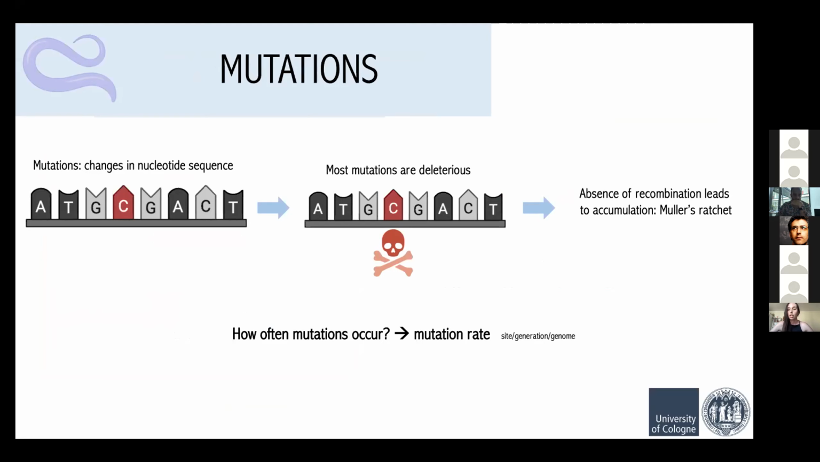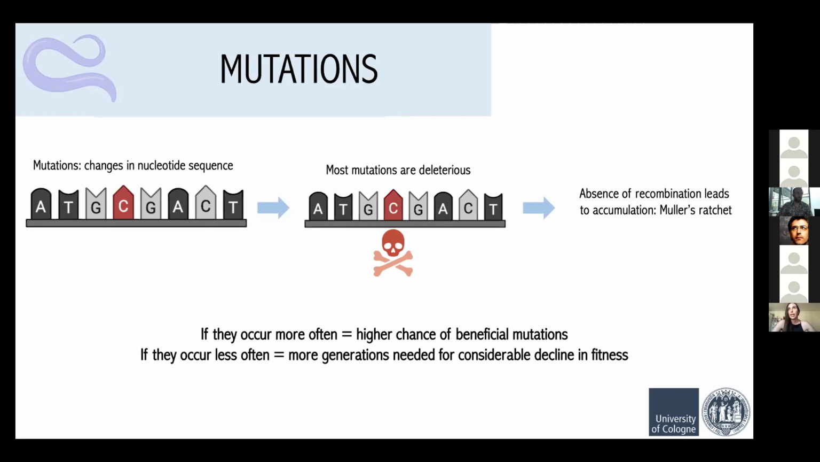How often mutations are occurring, and this not only refers to deleterious mutations, but also to neutral mutations and beneficial ones, is known as the mutation rate, which we refer to as the number of mutations per site per generation on a genome. And there are several theories that take place in terms of asexual reproduction and mutation rates. One of them is that if they occur less often, this means a lower mutation rate, then more generations will be needed for a considerable decline in fitness to occur. And if they occur more often, this means a higher mutation rate, then there's a higher chance of beneficial mutations to occur.